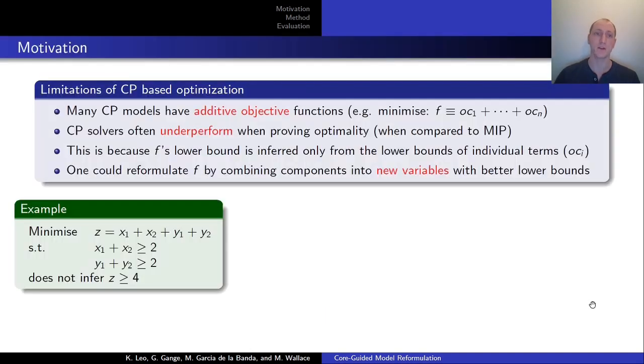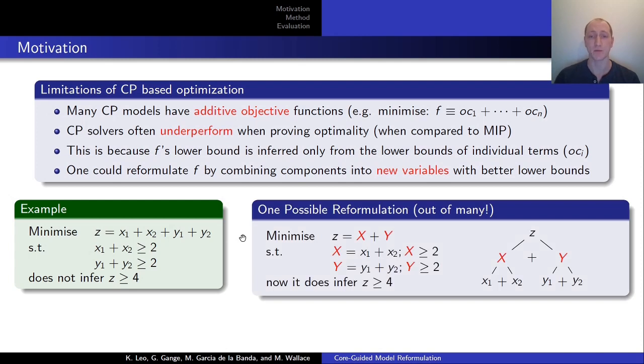In this paper, we wanted to address one of the main limitations of constraint programming-based optimization, which is that while many constraint programming models have additive objective functions, CP solvers tend to underperform when trying to prove optimality on these problems. This is because the lower bound on the objective variable is often hard to improve. As an example, we have this simple constraint program here, where a CP solver cannot, without performing some search, find a good bound for the objective variable z.